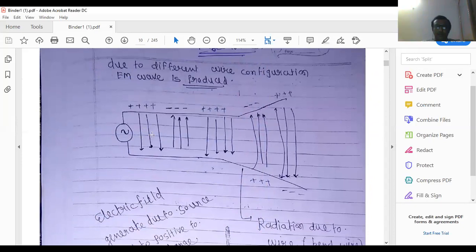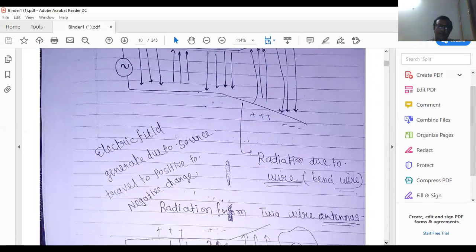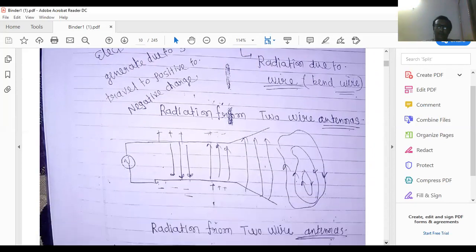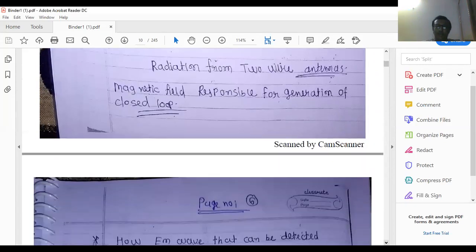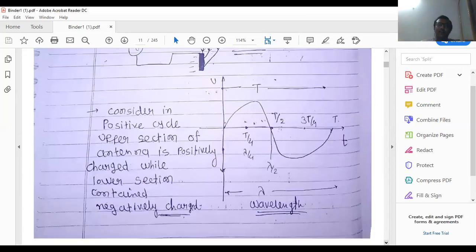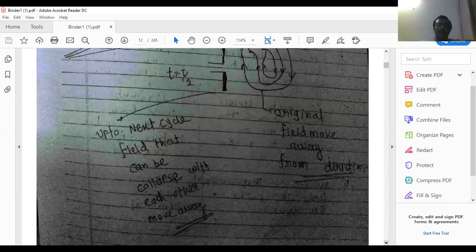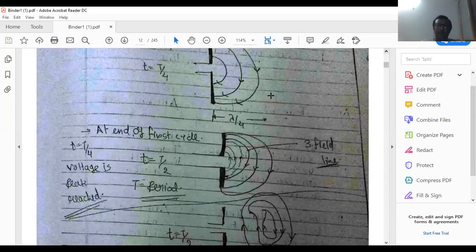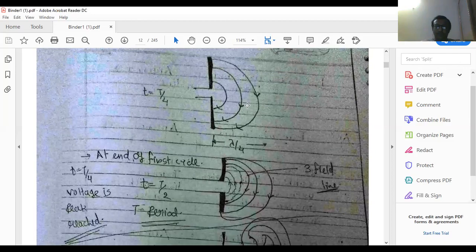Now, this is an alternating source: plus minus, minus plus, plus minus, plus minus. Due to plus and minus, the electric field generated by the source travels from the positive charge to the negative charge, and it is responsible for the generation of a closed loop. It is a purely theoretical concept. I think MCQs will not be asked on this particular thing, but see this, this is the most important.